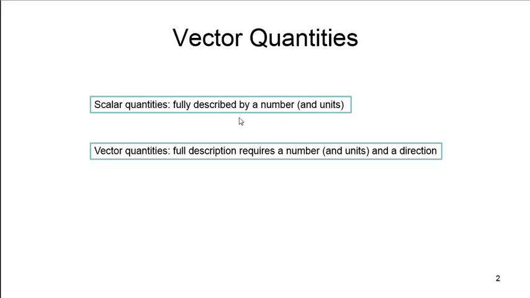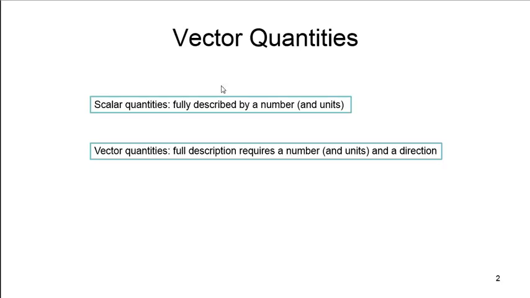A lot of quantities that we'll talk about in physics that are scalars would be things like time. Time is a scalar because you can completely describe how long something takes just by telling me the number of seconds. That is distinguished from a vector quantity. And a vector quantity, in order to fully describe it, you need the number and you also need a direction. And when I say direction, for now, you can just think that means north, south, east, or west.